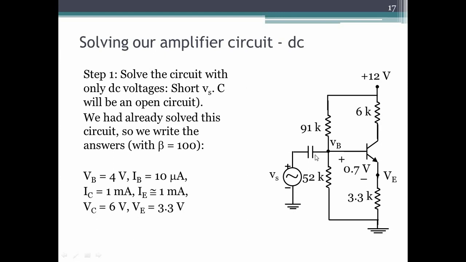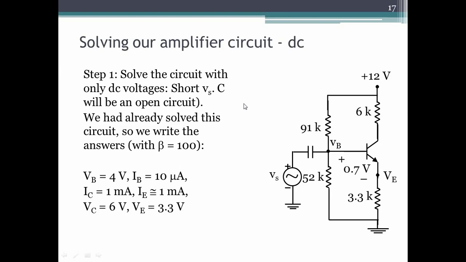The Vs goes away, the capacitor goes away, and all we are left with is the circuit that we have analyzed in great detail. Actually analyzed, designed both. So there is no need for us to analyze it now because we've already done it before. So we already know the answer to step 1. We'll just write the answer here. So the base voltage is 4 volts, base current 10 microamps, collector current 1 milliamp. IE is almost 1 milliamp. It is actually 1.01, but it's okay. And the voltages. Alright, so this is step 1.